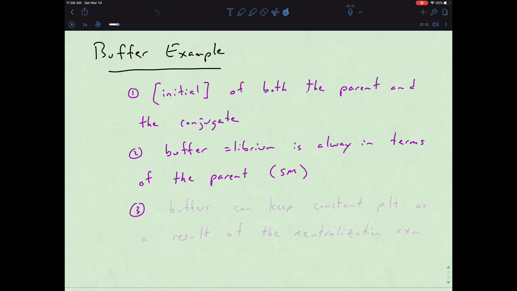And then three, again, that buffers can keep constant pH as a result of the neutralization reaction.